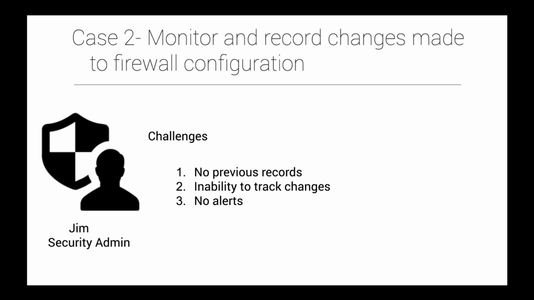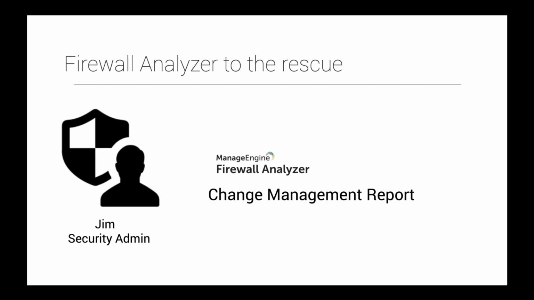What are the challenges that Jim has? First, he has no previous track record of all the configuration changes, and currently he has no tool to track all the configuration changes. Not only that, he also cannot be alerted or notified once a configuration change has been made. Again, let us look at how Firewall Analyzer's change management report helps Jim solve this issue.